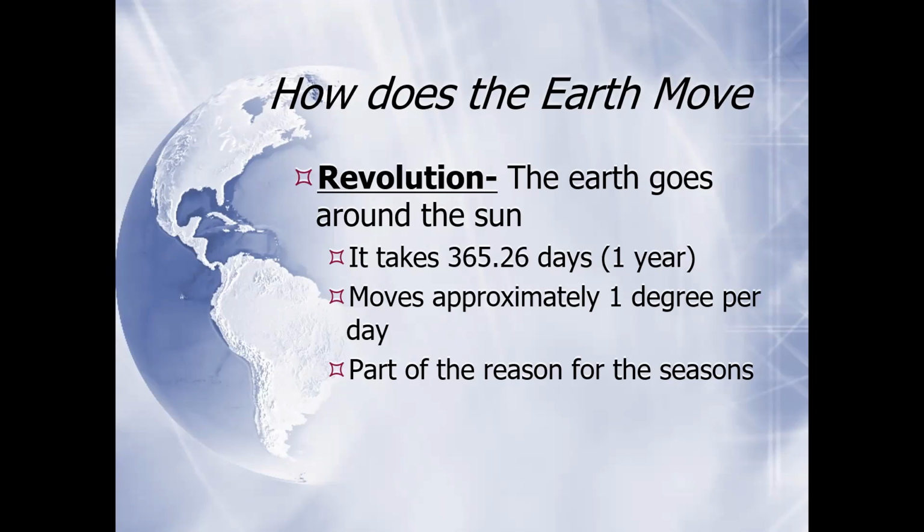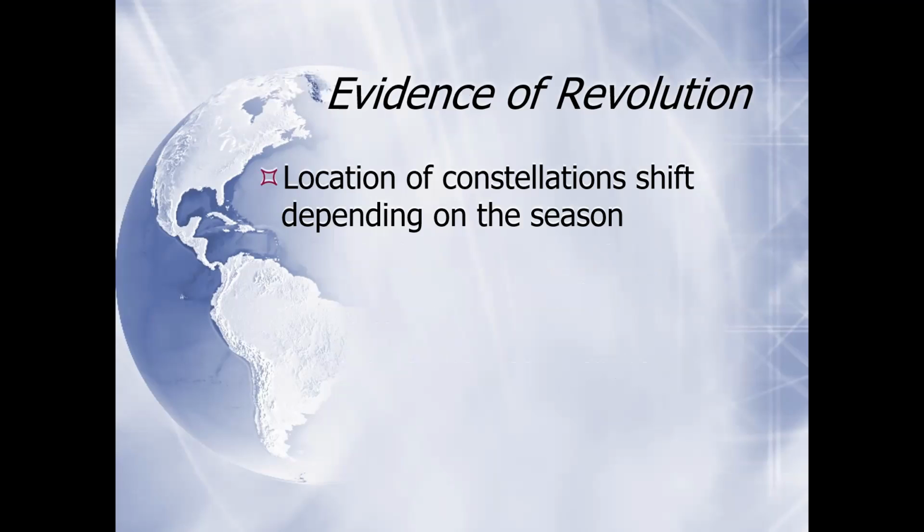Three months later, where is the constellation projector now? It's in front of me and to the left. Sorry, I meant left before, not right. But that's okay. The constellations stay still and we move around underneath them throughout the year. That's proof that the Earth is moving. So evidence of the Earth's revolution is that the location of the constellations shifts depending on the season.